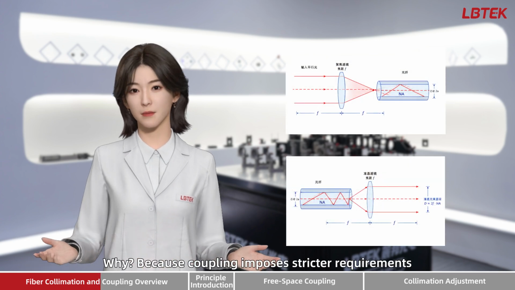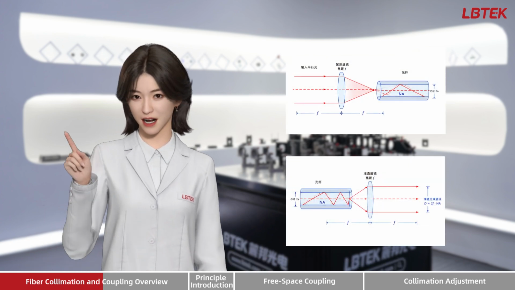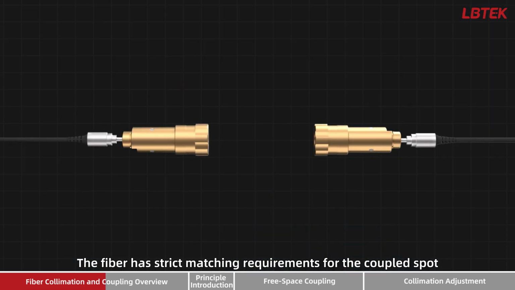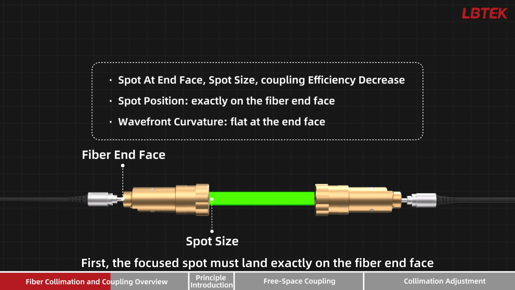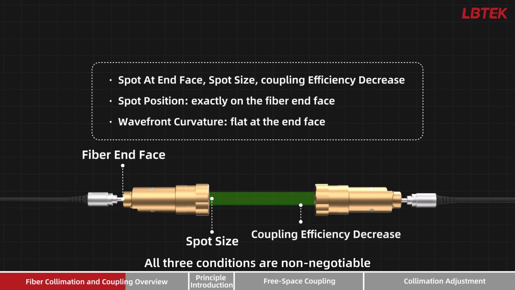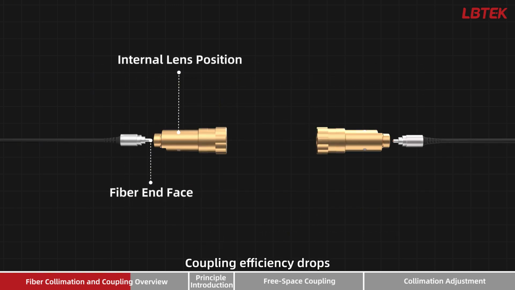Why? Because coupling imposes stricter requirements. The fiber has strict matching requirements for the coupled spot, which come down to three conditions. First, the focus spot must land exactly on the fiber end face. Second, its size must match the mode field diameter. Third, the wavefront curvature at the end face must be flat. All three conditions are non-negotiable. If any one is off, coupling efficiency drops.